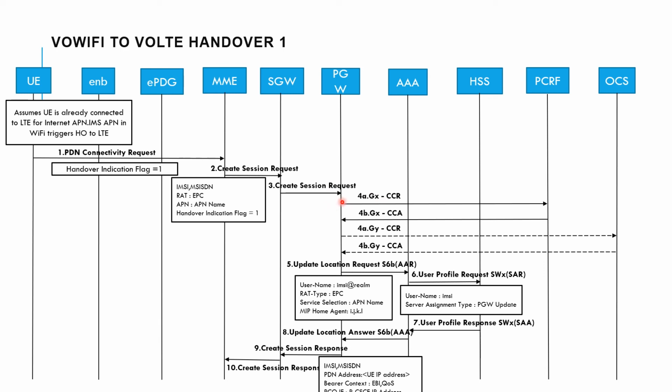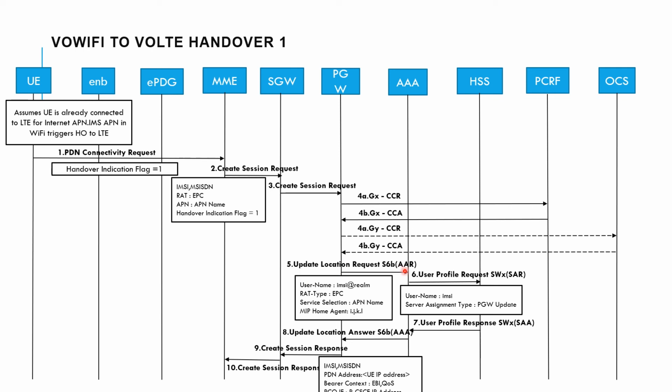Now the P gateway has to update the PCRF for any dynamic policy implementation. For this particular purpose, we are sending a message on the Gx interface, which is the Gx CCR, and the Gx CCA comes back to the P gateway. Now Gy CCR goes to the OCS for charging purposes, and the Gy CCA comes back from the OCS to the P gateway. Now the P gateway has to inform the AAA for this particular change, or the session that has been created.